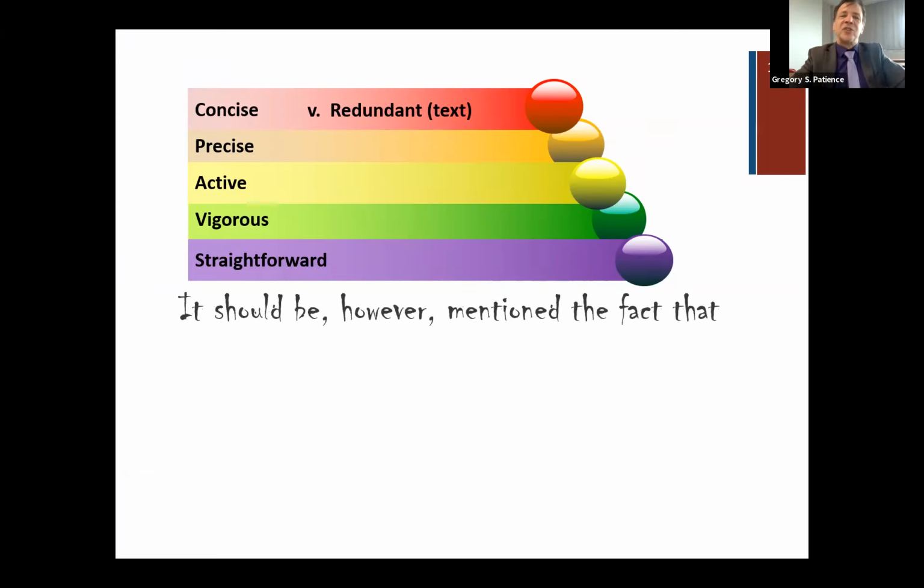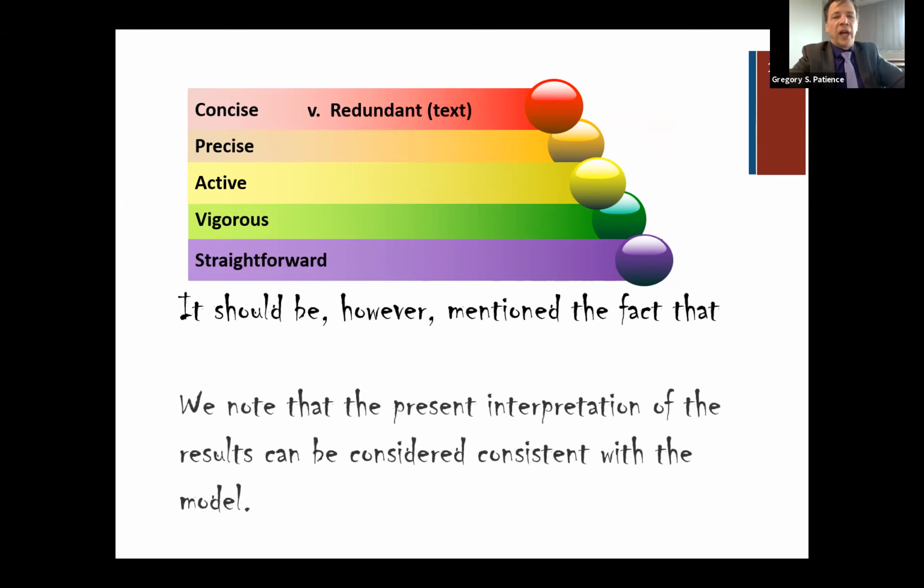So when I say concise, I mean not to be redundant. So it should be, however, mention the fact that. Now, if you remove that, this is called the it-that construction. If you remove that, it changes nothing in your sentence. And again, we note that the present interpretation of the results can be considered consistent with the model. In fact, that is a shibboleth. It has very little meaning, or it has a huge number of words to say that the interpretation represents the model. Okay, so that's concise versus redundant.